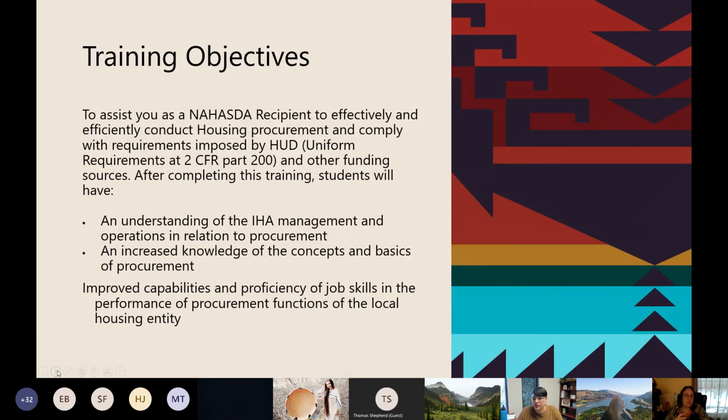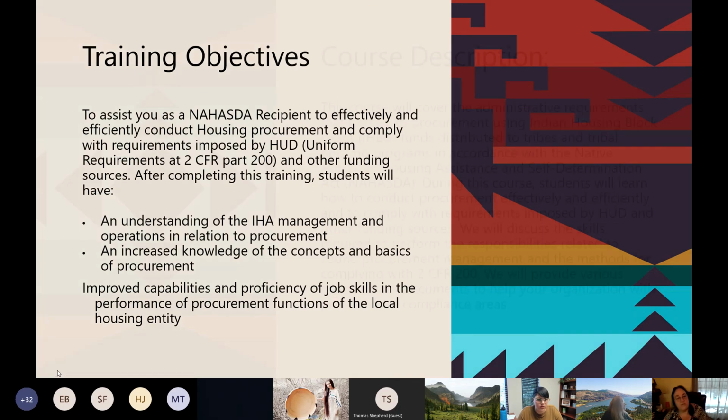So the objective is hopefully to help you with your understanding of management and operations in relation to procurement, improve your proficiency and capabilities, job skills when it comes down to procurement functions, and to assist you as a recipient to conduct your procurement and comply with all of the guidelines, the uniform requirements at 2 CFR Part 200.